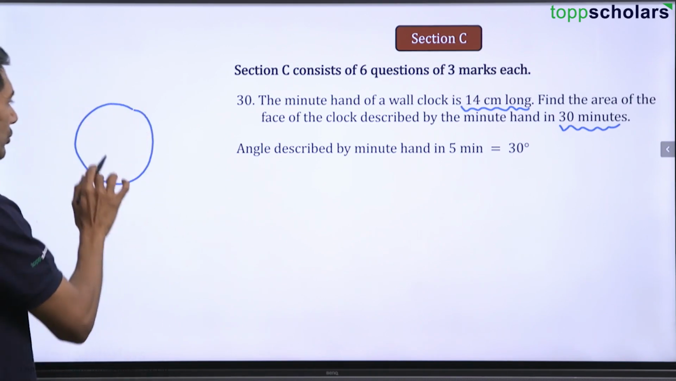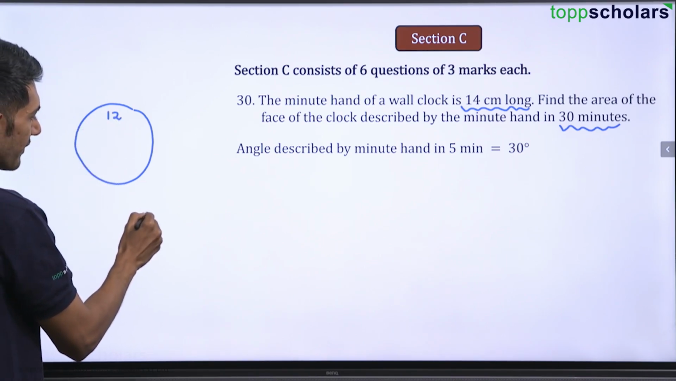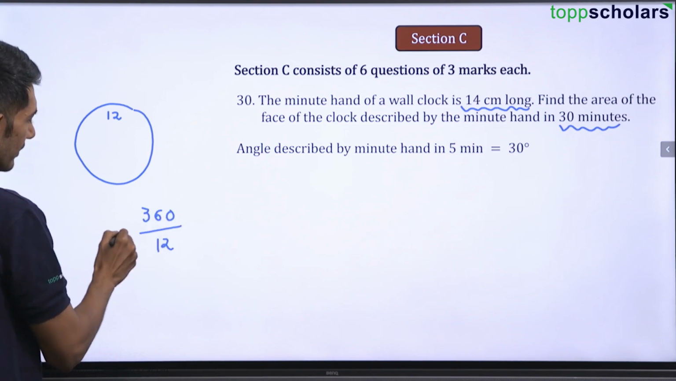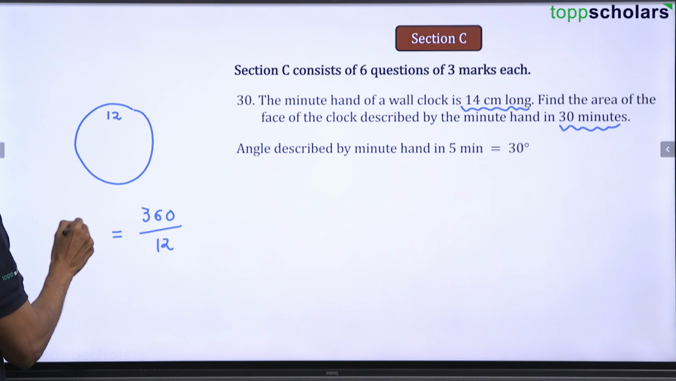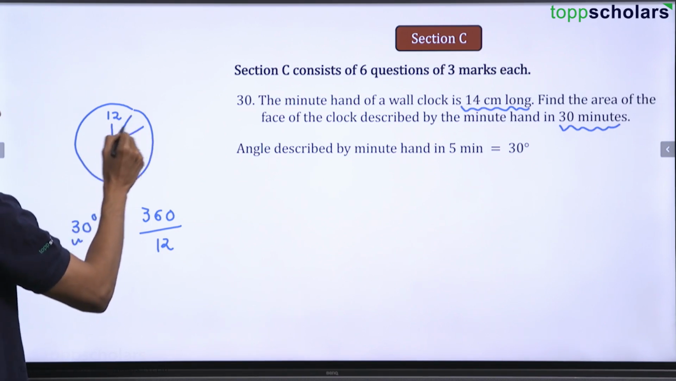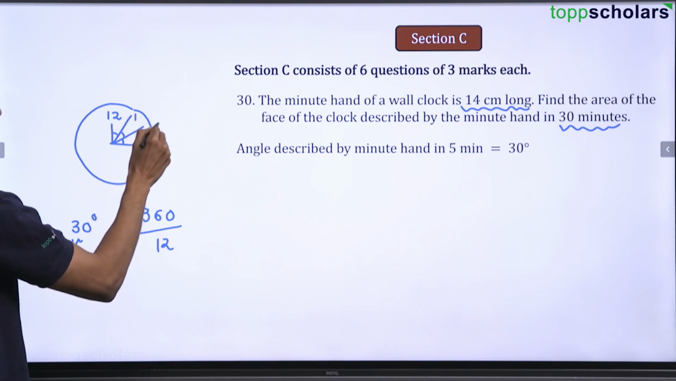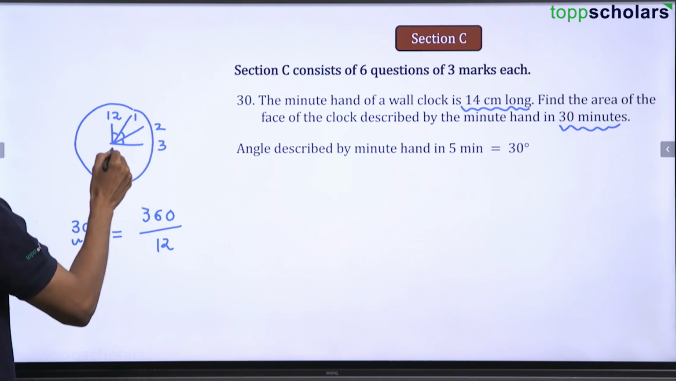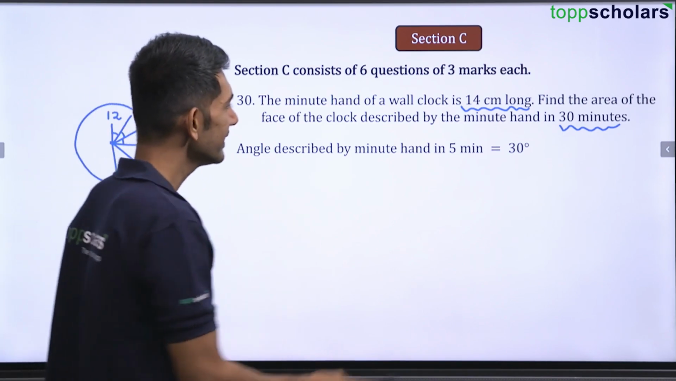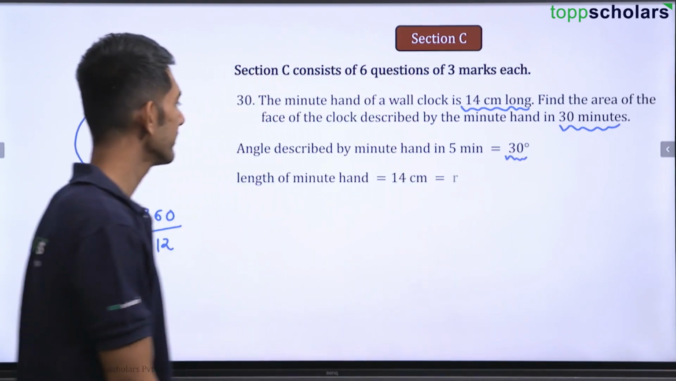Understand. So there is a circle. This is 12, right? So if I divide 360 by 12, how much do I get? I get 30, right? So after every 5 minutes, a 30 degree angle is going to increase, no? This is 1, 2, 3. So 30 degrees will keep on increasing, correct? That is why the angle described in 5 minutes is 30 degrees, right?